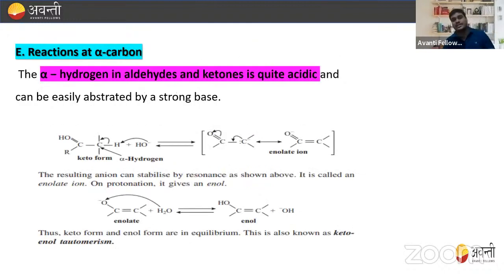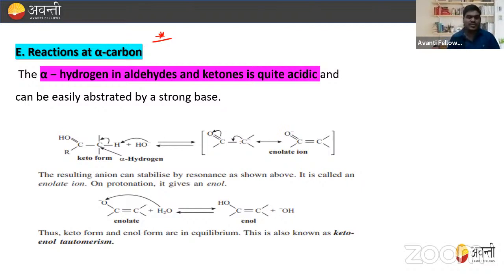Right. Now this is going to be a very important reaction. Remember this: many times in your examinations, questions come from this topic. The alpha hydrogen in aldehydes and ketones is quite acidic and can be easily abstracted by a strong base.